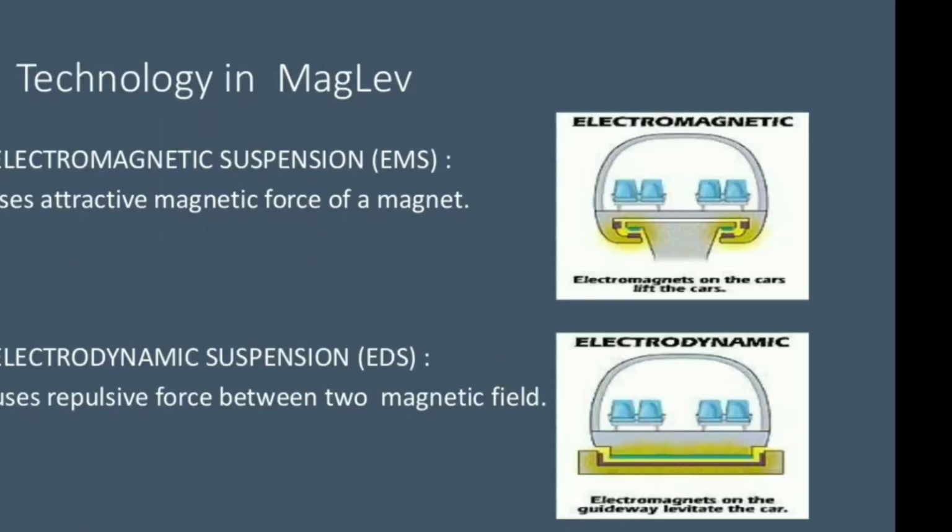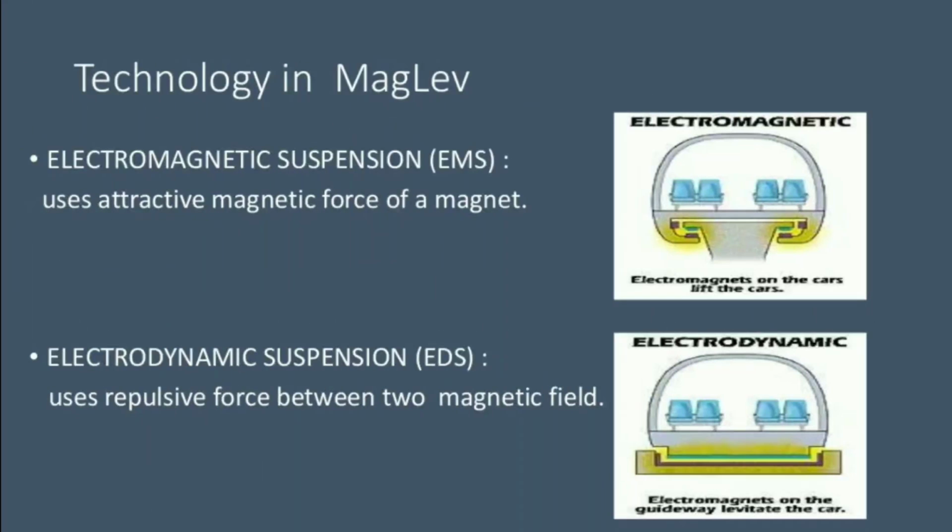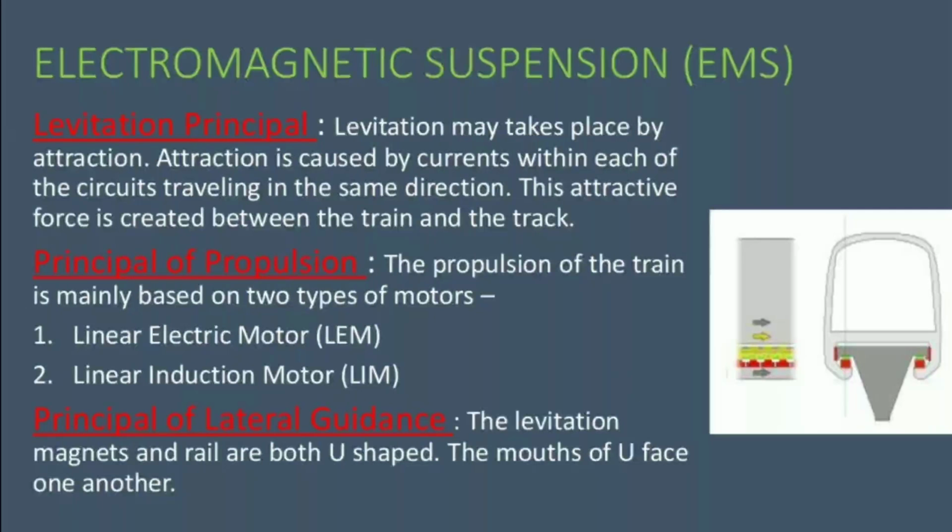So what is magnetic levitation? Anything which may levitate by means of a magnetic power is simply called magnetic levitation. The most common use of this technology can be seen on maglev trains. The technologies used in maglev trains are of two types: electromagnetic suspension and electrodynamic suspension.